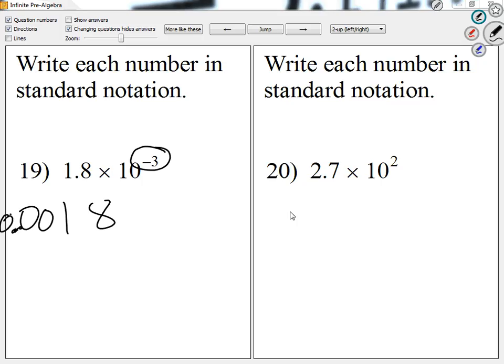Looking at number 20, start with 2.7, but in this case, move 2 places to the right because it's positive. So put an extra 0 probably, move it 2 places to the right, and we finish with 270.